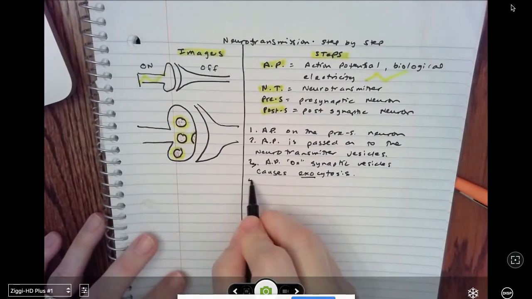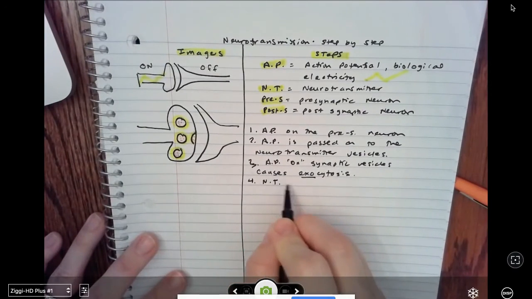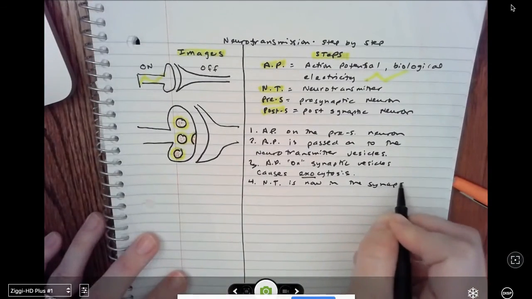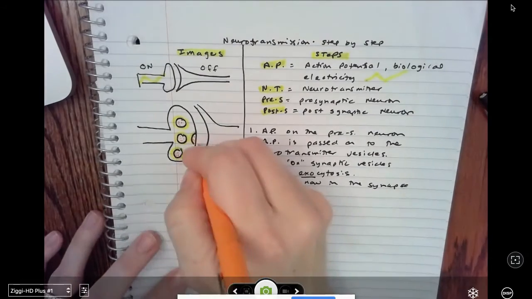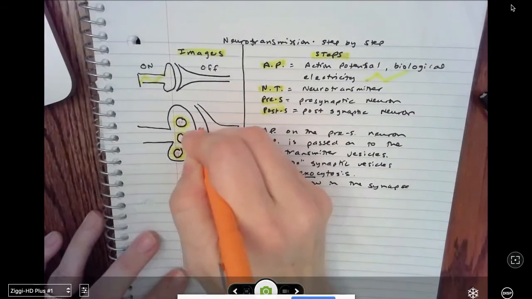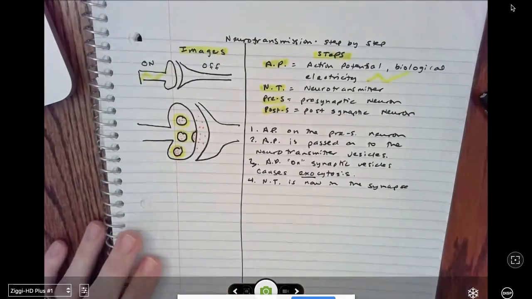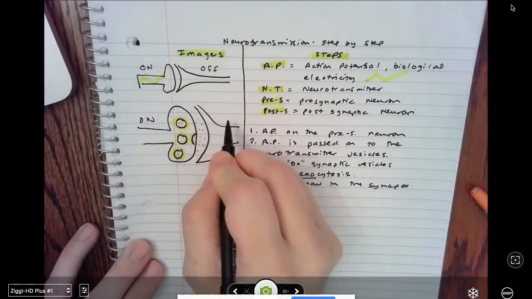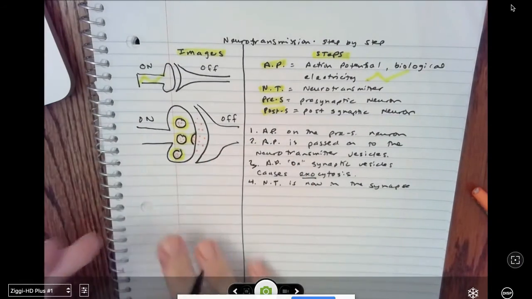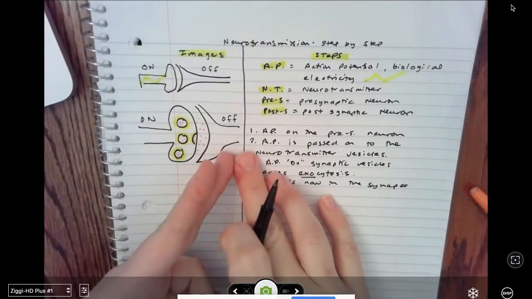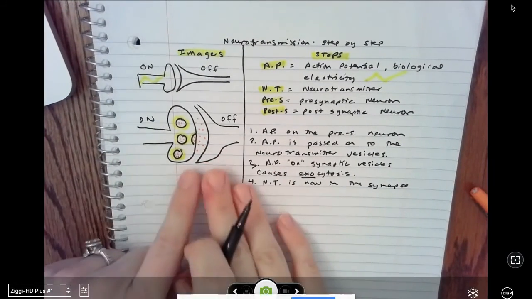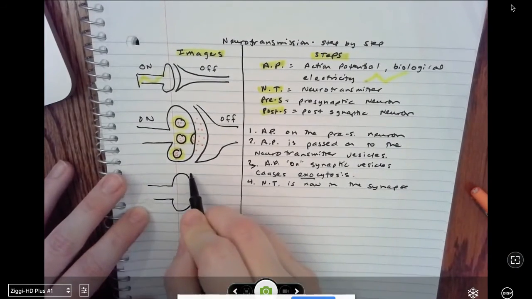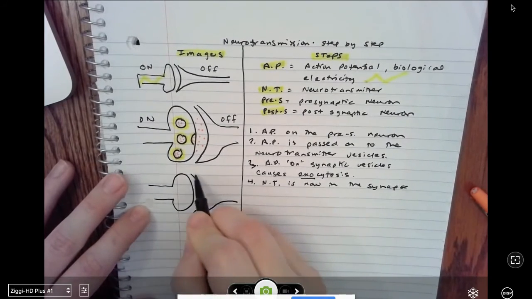Okay, step 4, neurotransmitter is now in the synapse. All right, so I'm going to put my neurotransmitter in the synapse. So this neuron is still on, this one is still off, okay? So the action potential is about to be passed over now to our postsynaptic neuron. So now we're going to focus on the post side. So go ahead and draw an empty pre side. We're going to focus now on the post side.